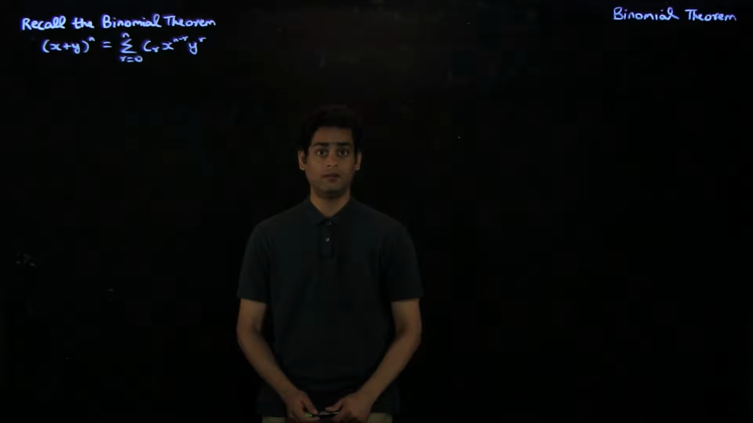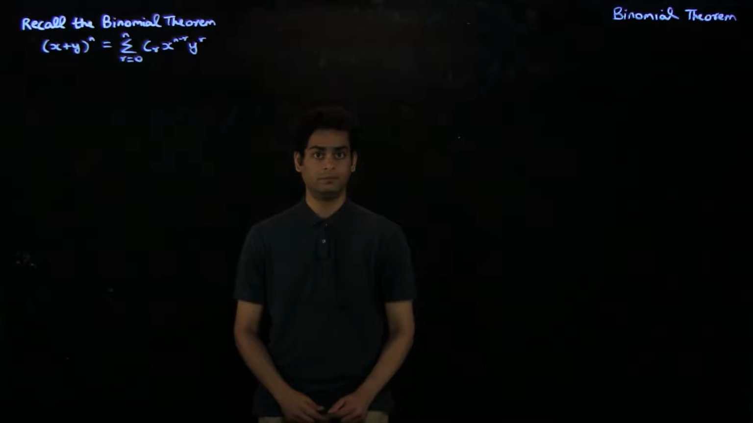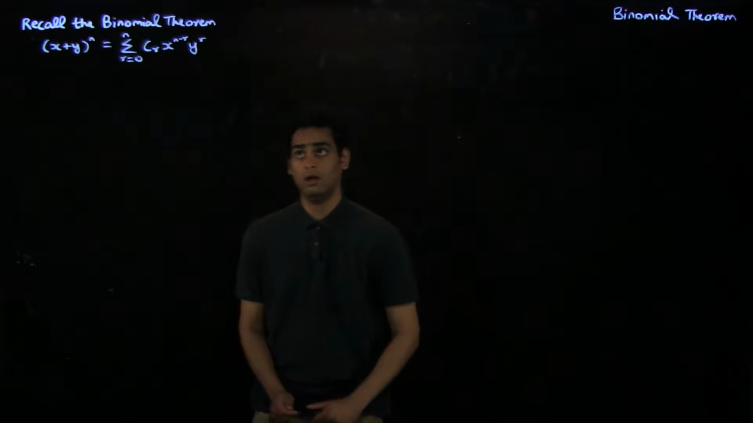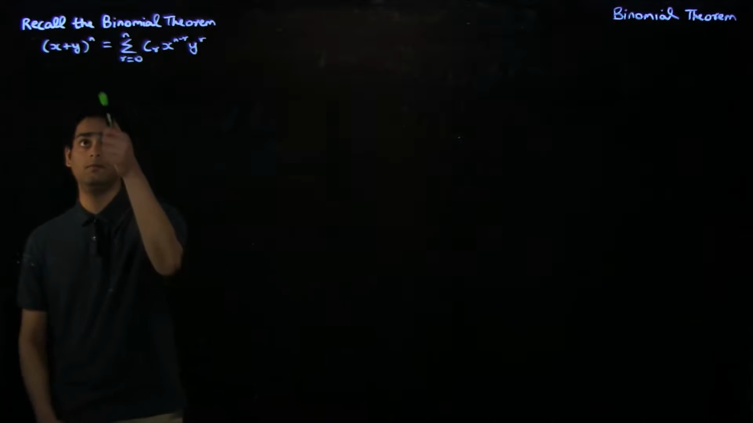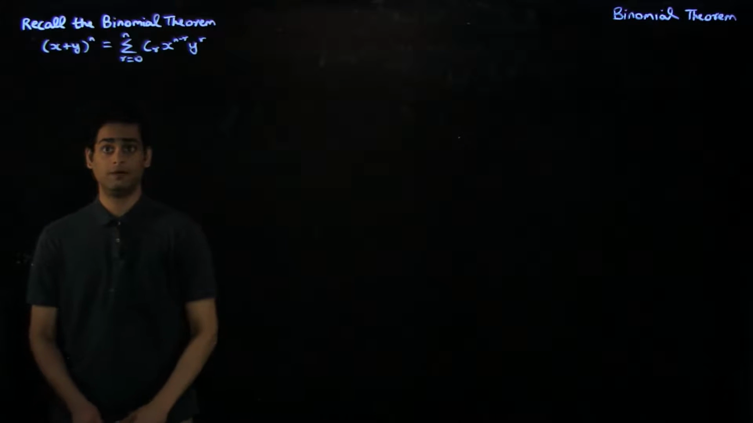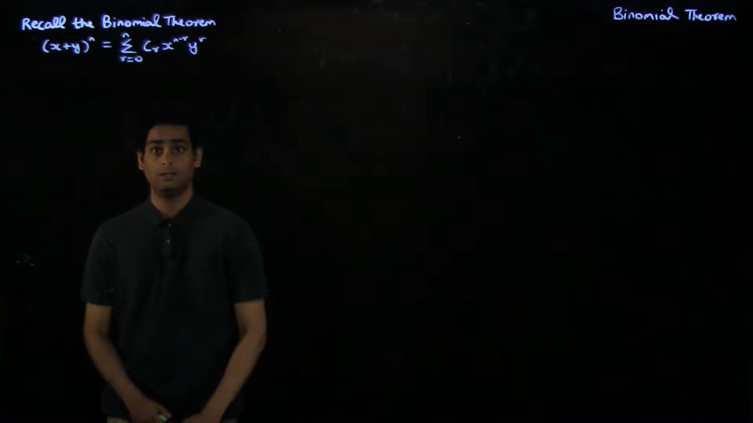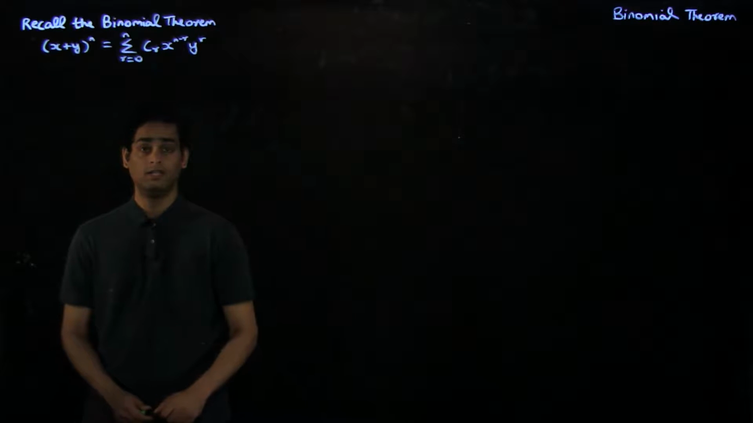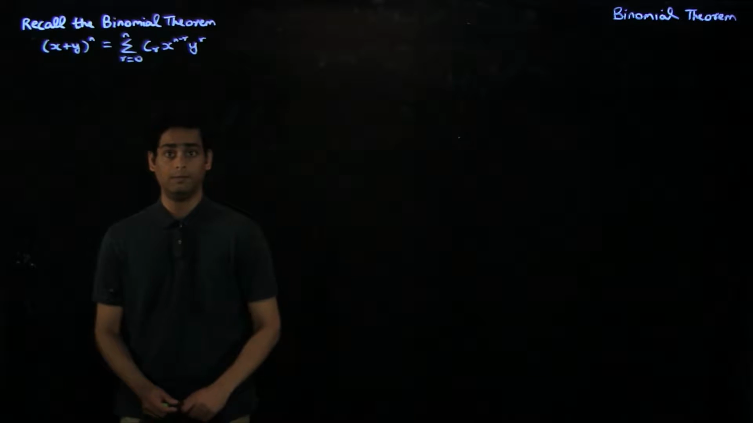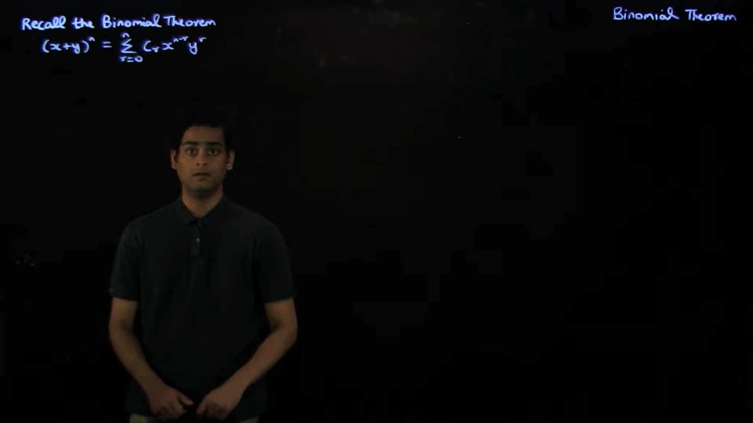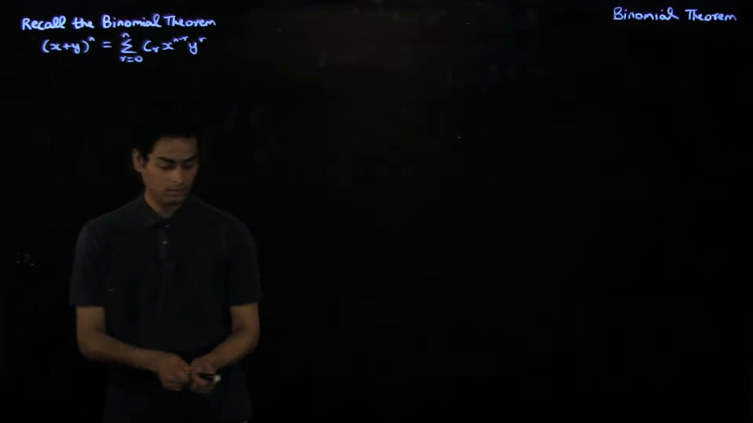In this lecture we will look at several example problems based on the binomial theorem which you may face in an exam type situation. So let's recall the binomial theorem once again, which is nothing but (x + y)^n = summation r = 0 to n of nCr x^(n-r) y^r, where Cr is used to denote nCr.